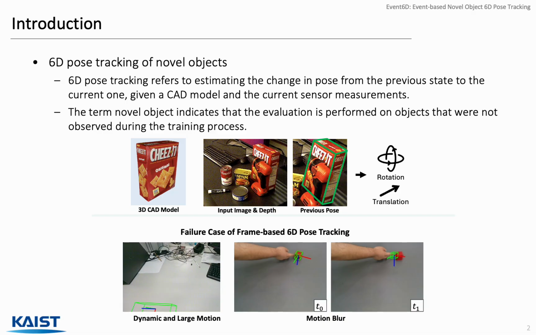Let me first define our task. 6D pose tracking estimates how an object's pose changes from the previous frame to the current one, given a CAD model and live sensor input. The key constraint here is novel objects. The test objects are never seen during training. This is a strict generalization setting that matches real-world deployment.